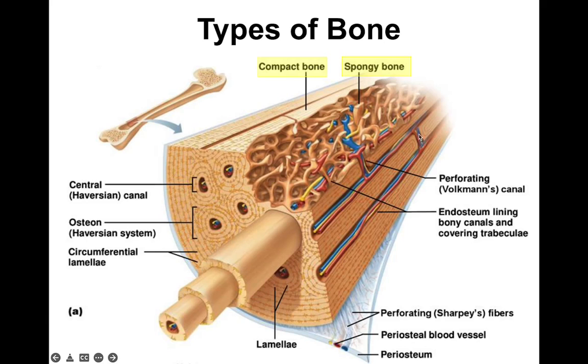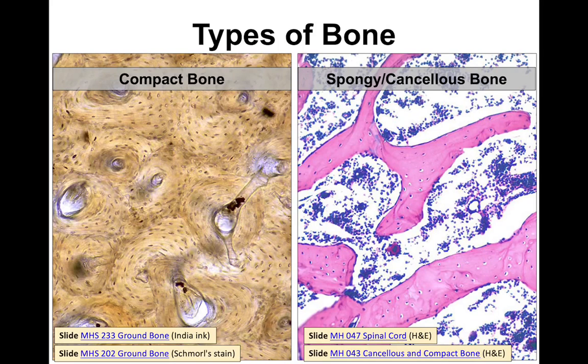Connecting adjacent central canals, running perpendicular to them, we have Volkmann's canals. And these canals are pathways for neurovascular structures. So first let us see compact bone. Let's see some sections of compact bone.